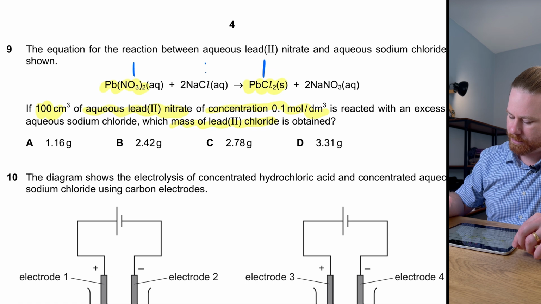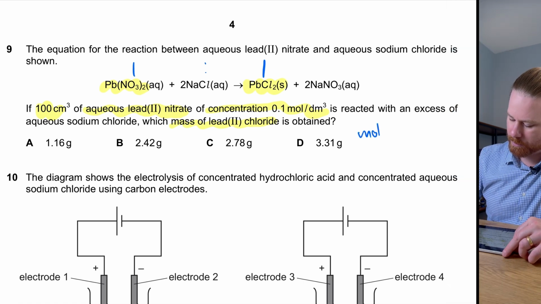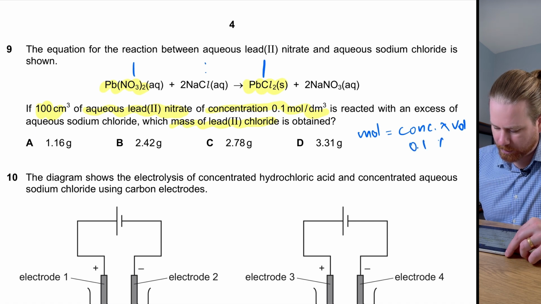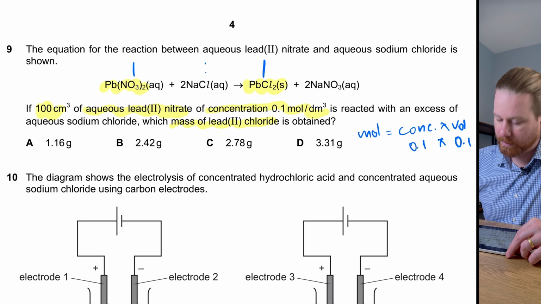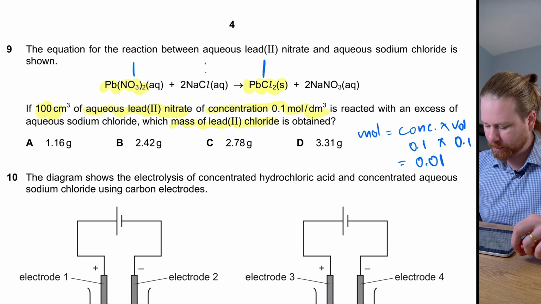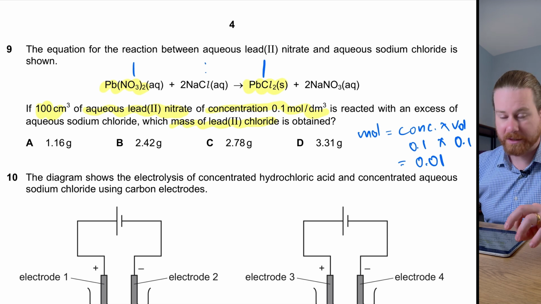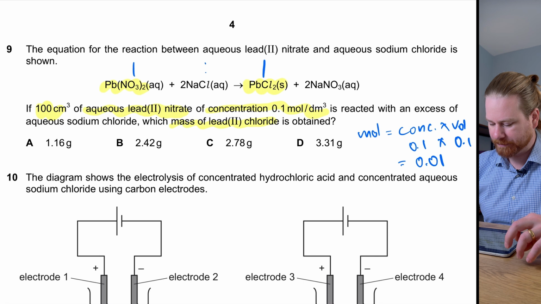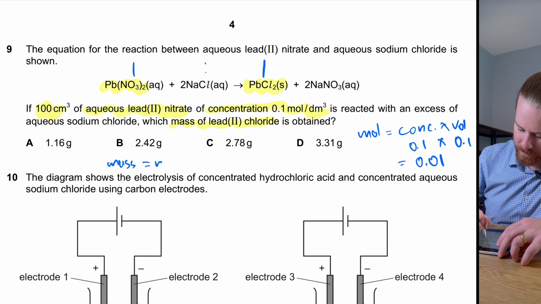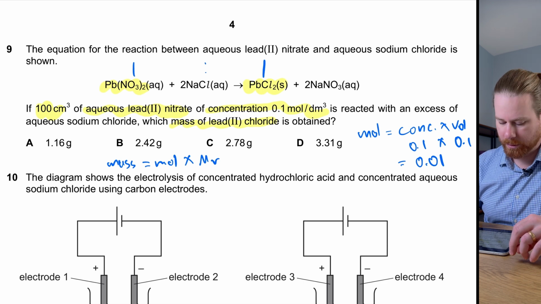So we've got our solution. So moles is concentration times the volume. So what is our concentration? 0.1, and our volume is 0.1. So that is 0.01. Just have to find a calculator to double check that. So now we know the moles. That's going to be the same as the moles of lead chloride getting formed. So then we need to get the mass. So mass is going to be moles times Mr. Quite a lot going on in this question.